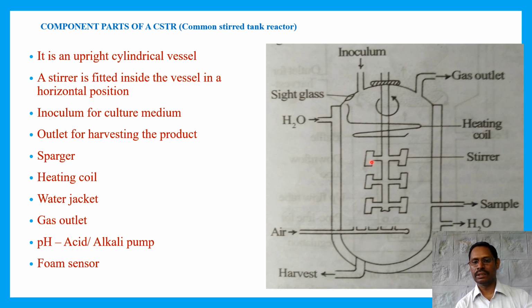There is also a foam sensor. By the stirring operation, foam may be generated, which can interrupt the air supply. Hence the foam is sensed by the foam sensor, and anti-foaming agents such as vegetable oils are pumped into the fermenter to control the foam.